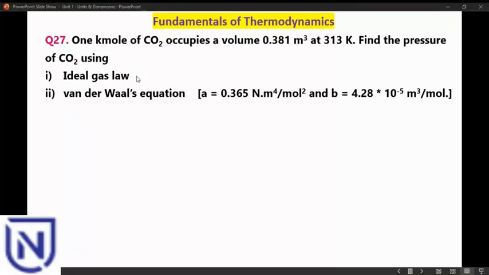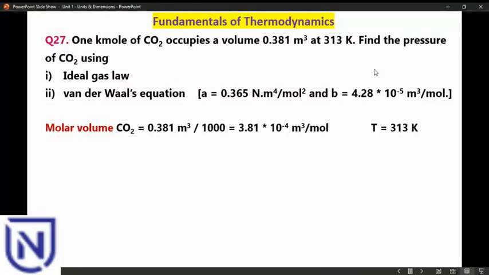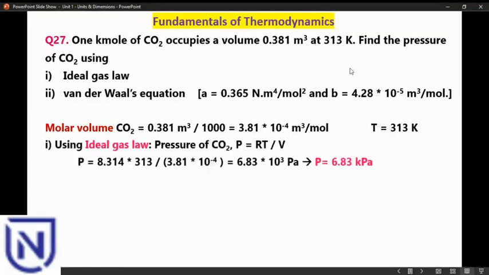For the same gas, assume that it follows the ideal gas law, what would be the pressure? Now assume that it follows the van der Waals equation, what is the pressure? For the van der Waals equation, the A and B constants are given to you directly. Now, molar volume, first you have to calculate. How do I calculate the molar volume of carbon dioxide? Volume 0.381 meter cube per the number of moles, 1000 mole. So I have to calculate in meter cube per mole: 3.81 into 10 power minus 4 meter cube per mole. Let me note the temperature also, 313 Kelvin.